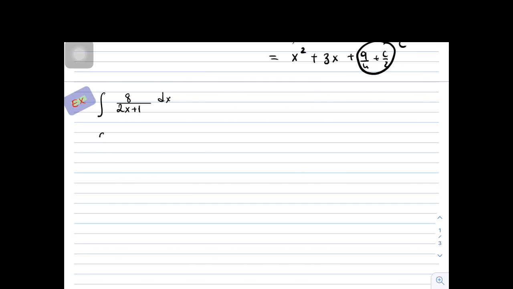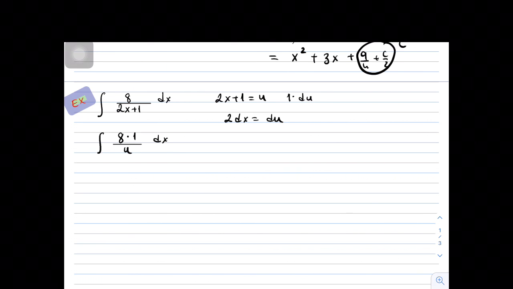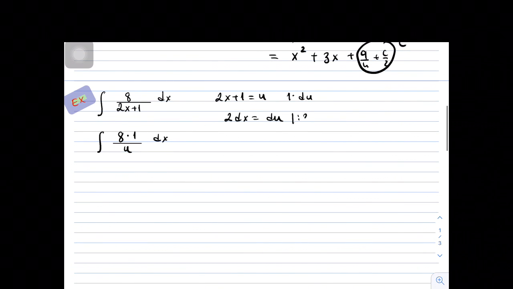So you know what I'm going to do now? Instead of 8, let's write down 8 times 1. And then instead of 2x plus 1, let's write down u. And let's write u dx. Now I have only one problem here, u and dx. There is a u and there's a dx. It says with respect to x, but there's no x anymore. No problem. I am gonna take the derivative of both sides here. This is 2 dx is equal to du, right? U derivative is 1, but this is with respect to u. I just write down du here. Okay, 1 times du is du. Okay, how about divided by 2? Dx is equal to du divided by 2.